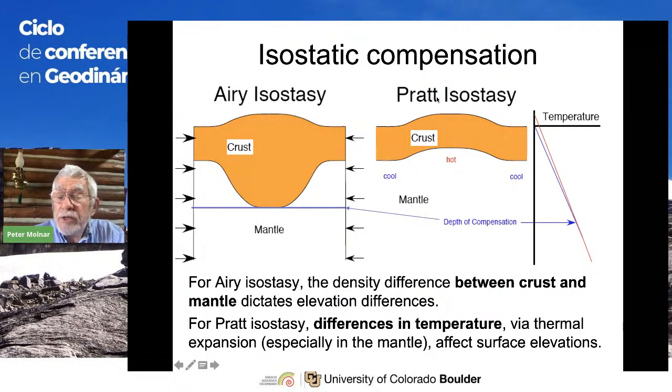And in Pratt isostasy, as we understand it today, the same is the case, but instead of crust being thickened, one has a hot upper mantle. So the difference here is a difference in temperature and thermal expansion of the hotter material relative to the cooler material. But there is a depth of compensation where they become the same, and this is important.